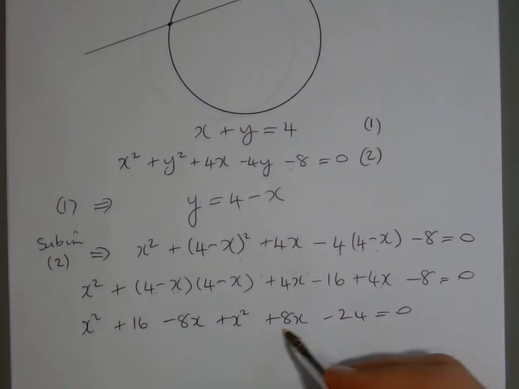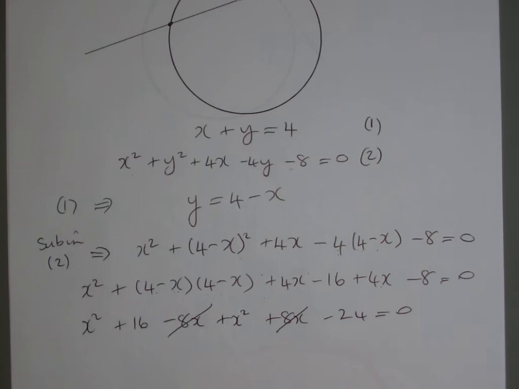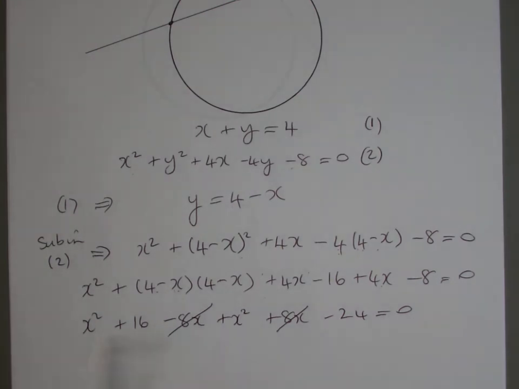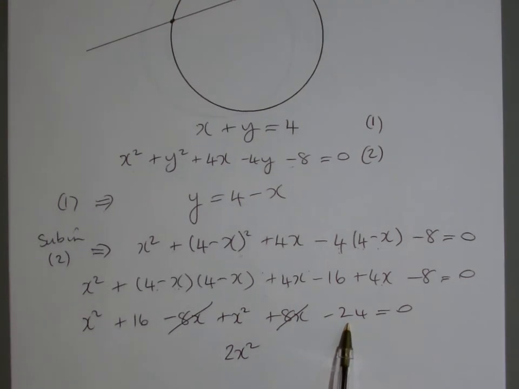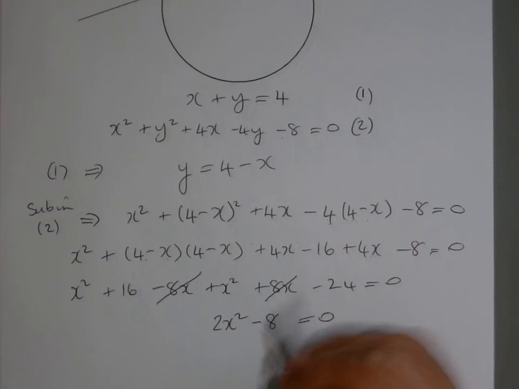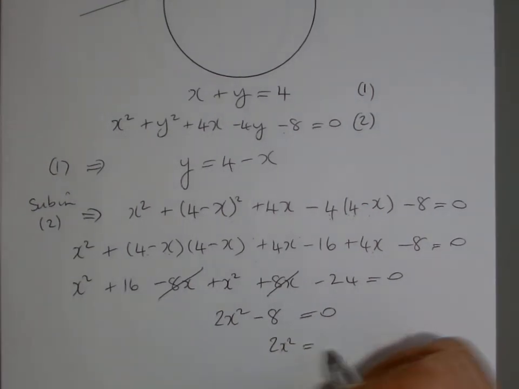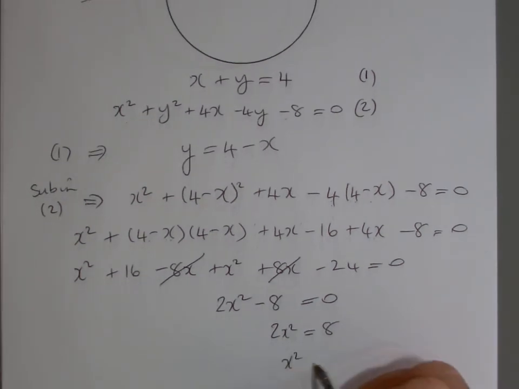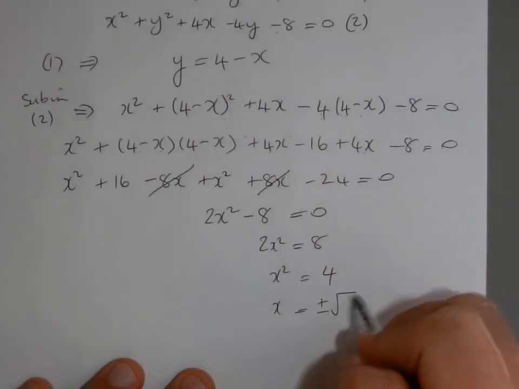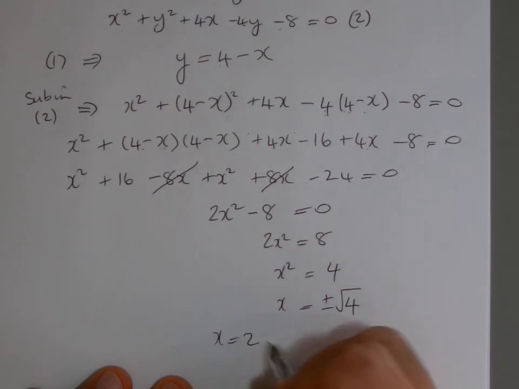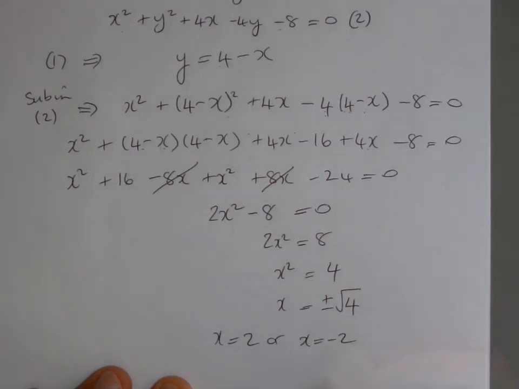What's nice is that the 8x will cancel with the minus 8x, so you've got 2x squared, and 16 minus 24 is minus 8, that equals 0. If I take that over, I get 8, and then x squared is 4 when I divide by 2. To get x, you've got to square root, but when you square root, you've got to do plus or minus. So x is 2, or x is negative 2.